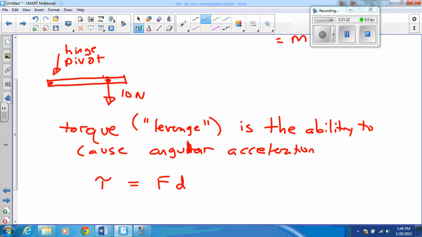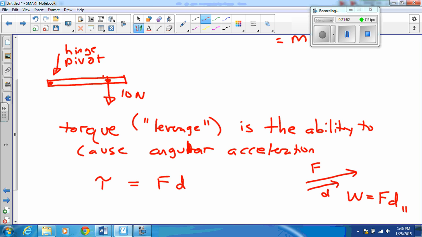Wait a second. Force times distance we've done before, and that was work. So how is that different from work? Well, it's different in this way. Work was force times distance in the parallel direction. If I have a force like so, and I have a distance like so, then these two are parallel to each other, where work is equal to FD cosine theta.